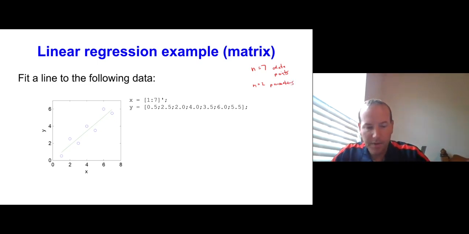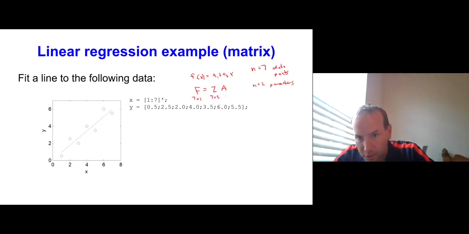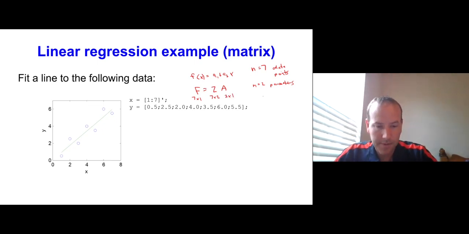Okay, and so we want to solve our equation in non-matrix form. We'd say that our equation is f = a1 + a2x, but in matrix form we're going to say that f equals ZA, where f is going to be 7 by 1, Z is going to be 7 by 2, and A is going to be 2 by 1. That's why it was important to enumerate these values above here.